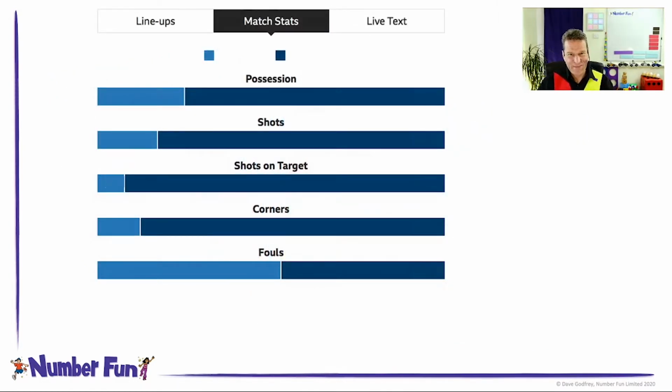Let's take a look at the BBC website. These are the statistics or the bars that are used with the statistics for a football match. Which team do you reckon won the game? What could you tell about the game from the bars that you can see on the screen?